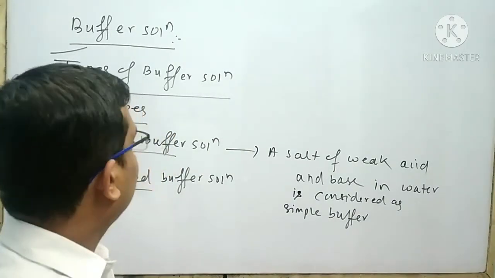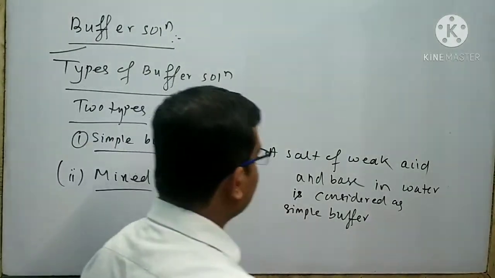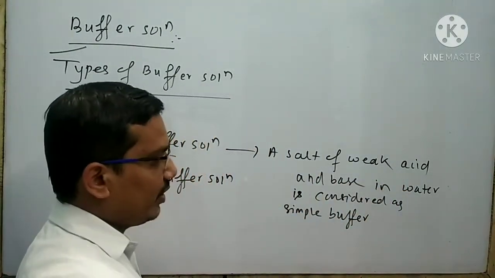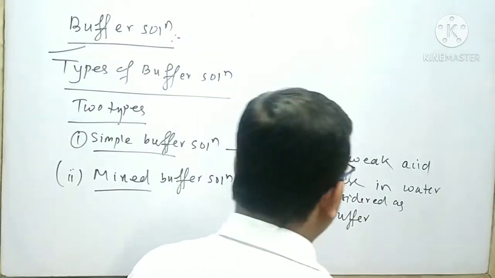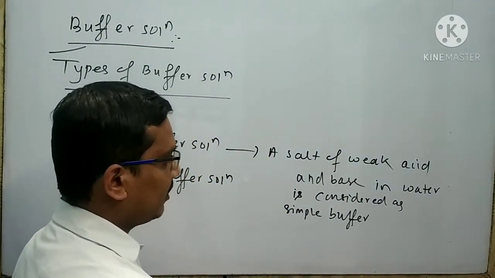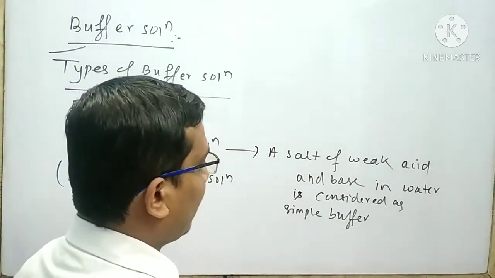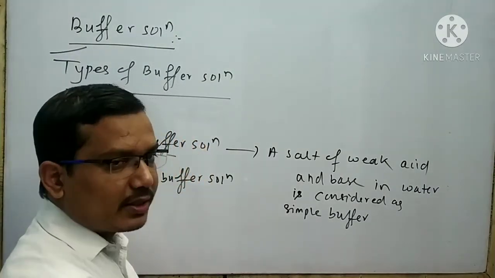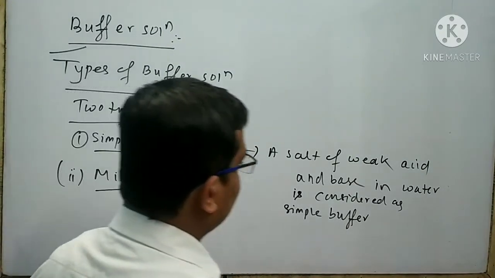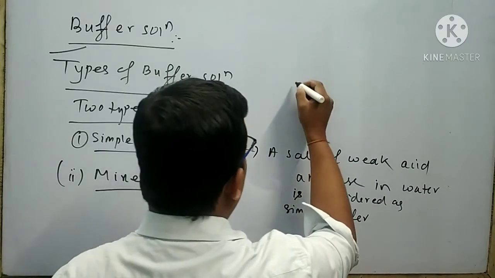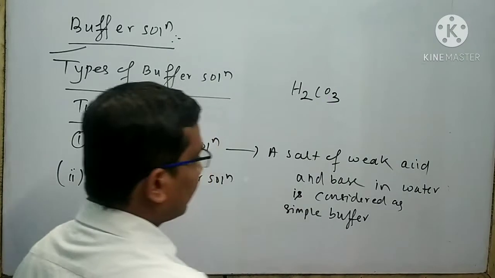Before discussing the simple buffer, at first I want to explain what a salt of weak acid and weak base is. There are different types of salts present. Now I want to take a salt of weak acid and weak base, and that salt is added to water. As a result, a simple buffer solution is formed. Suppose we take a weak acid, H2CO3.